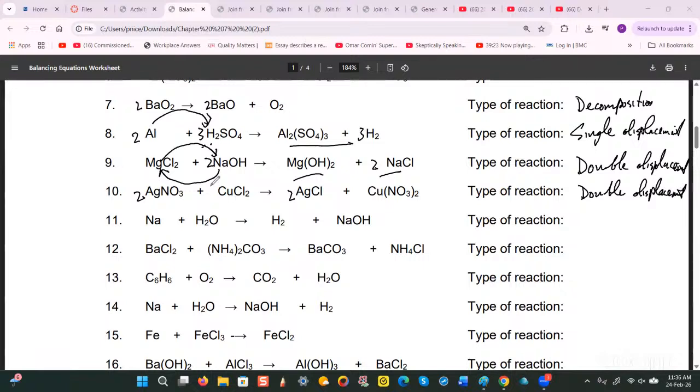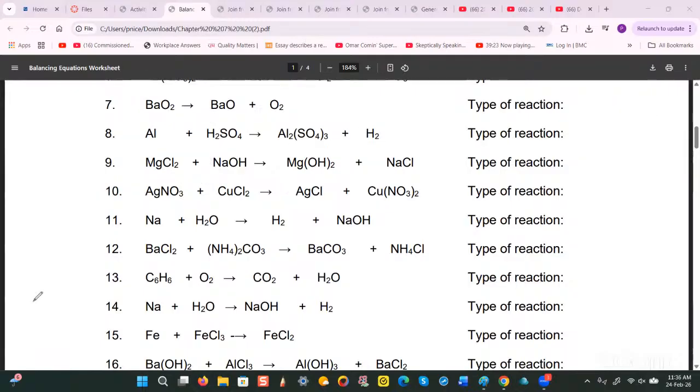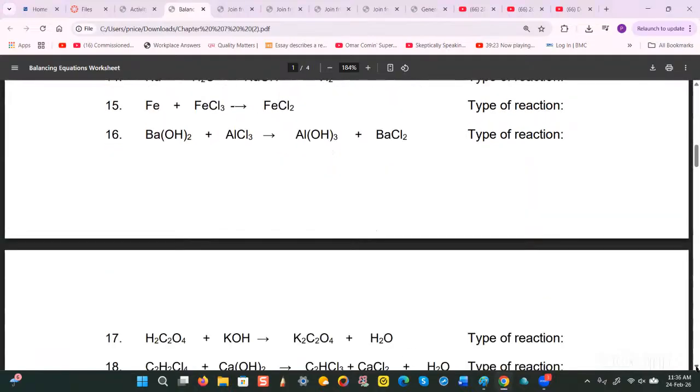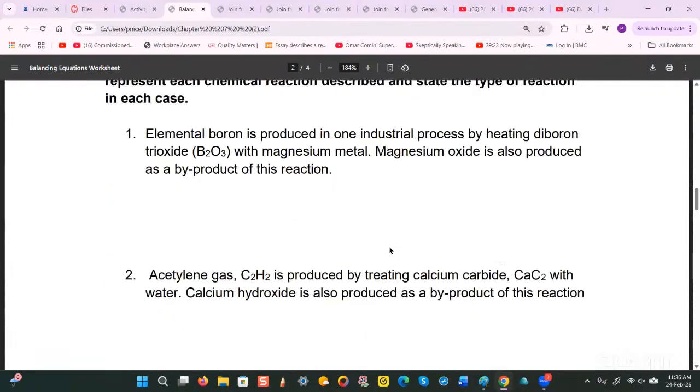So let me clear this and scroll down to the B section. Now, in the case of the B section, what they have done is that they have described reactions in words. And then what you have to do is figure out the equation, right? So several things will come into play. Firstly, one of the things that you'd have to do is to figure out what the formula is for the different substances as described in each of these questions.